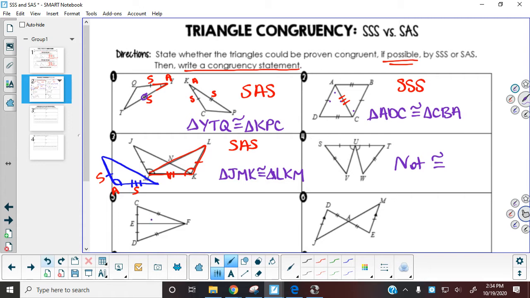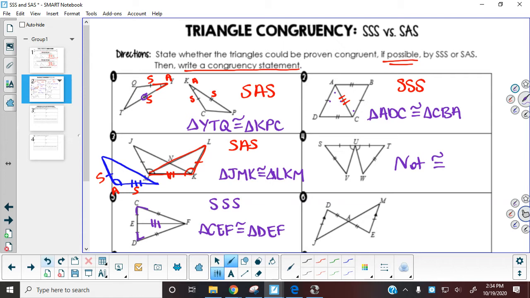For number 5, we've got that shared side in the middle. So using side, side, side, we can show that triangle CEF is congruent to triangle, and again, C is where the 1 and the 2 come together. The 1 and the 2 come together at D, and then we go to E and F.